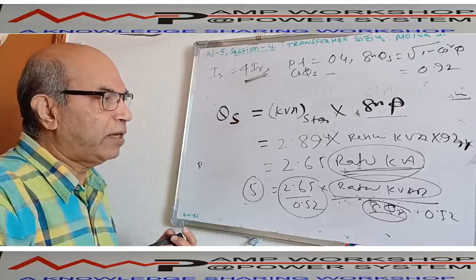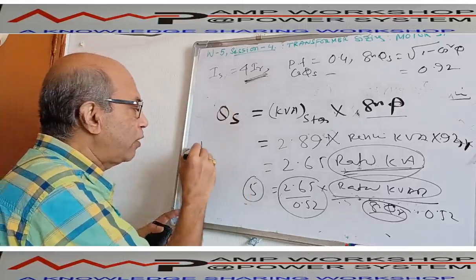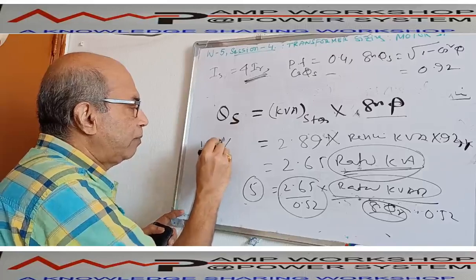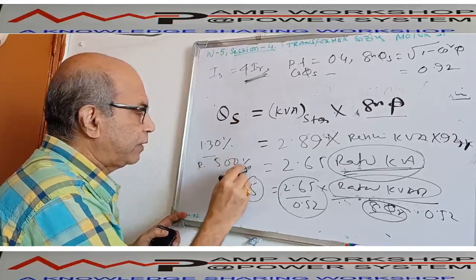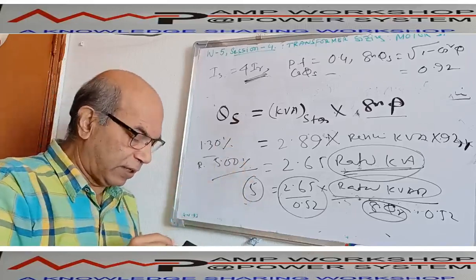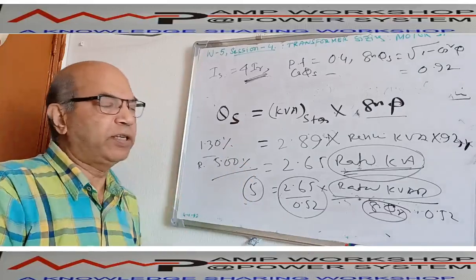That means during starting of the motor, active power it is drawing only about 130%. But reactive power it is drawing 500%, or 5 times, you can say another way. That's why the power factor of the motor is very poor.